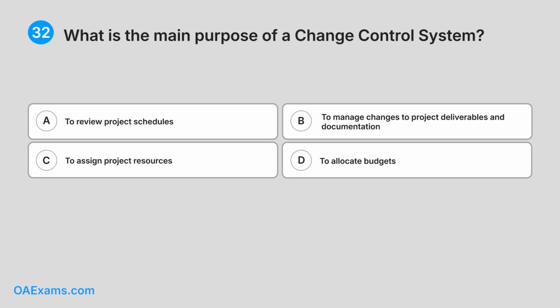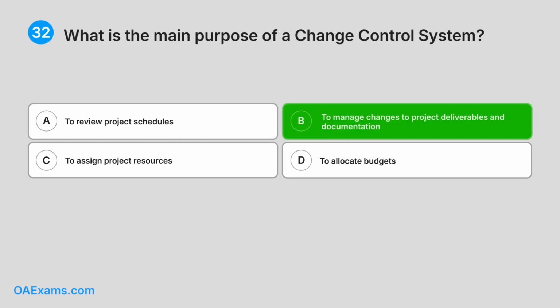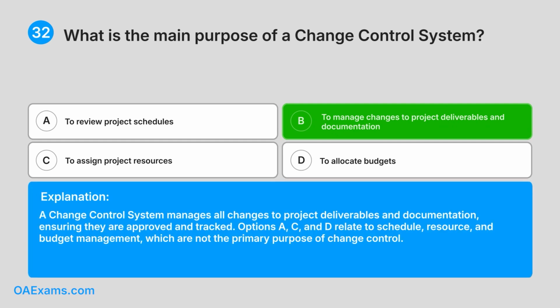Correct. Answer B. To manage changes to project deliverables and documentation. Explanation: a change control system manages all changes to project deliverables and documentation, ensuring they are approved and tracked. Options A, C, and D relate to schedule, resource, and budget management, which are not the primary purpose of change control.